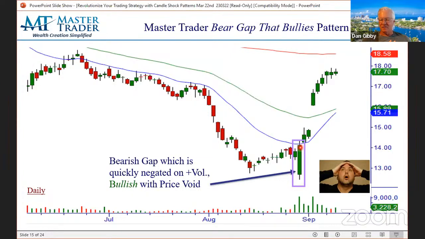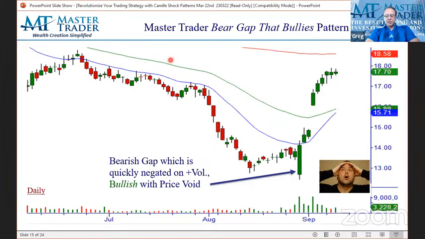Does that mean I buy it, Dan? No. Go back to the first slide. Do I have a pattern, price void, multiple time frames, etc.? The fact that this had a closing breakout, see the top of the real body? That's the closing price of a candlestick. So it not only filled the gap, it exceeded it. I have a price void. So that is a beautiful brand new setup as a shock pattern called the bear gap that bullies. No brainer put spread if it had premium. Absolutely.